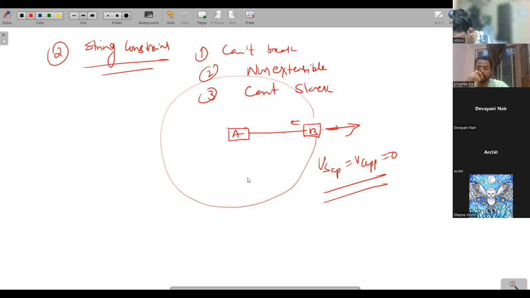सर, थर्ड पॉइंट क्या लिखा है आपने? Can't slack.